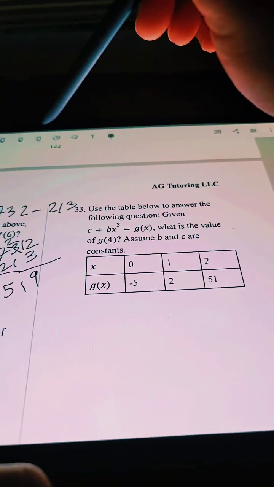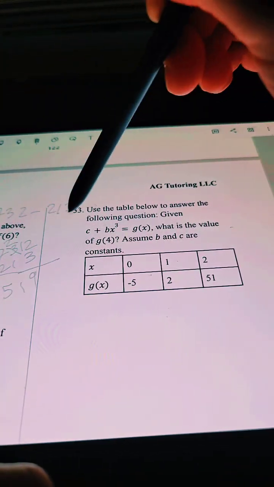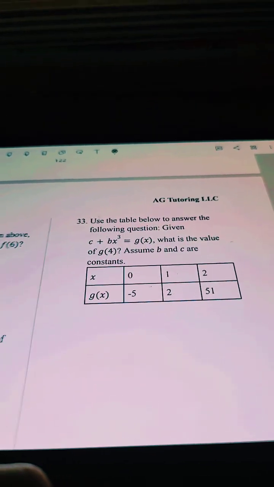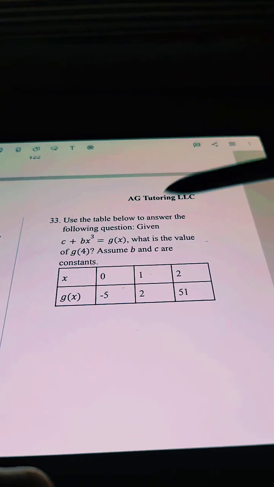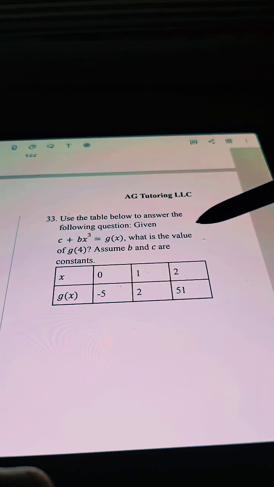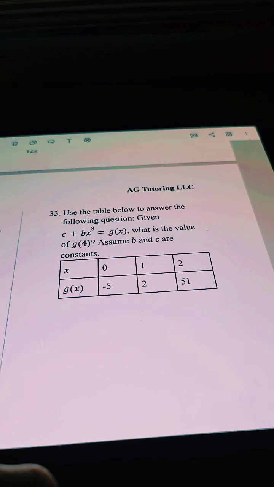Okay. Let me just erase that right there. Okay. So now for number 33, use the table below to answer the following question. Given this, what is the value of g of 4? Assume b and c are constants.